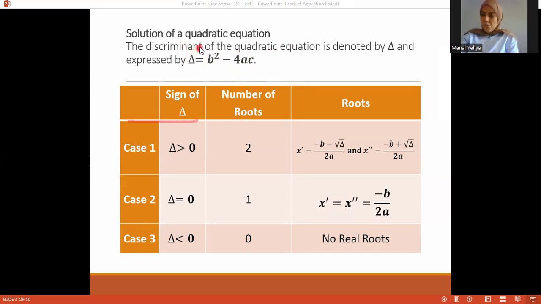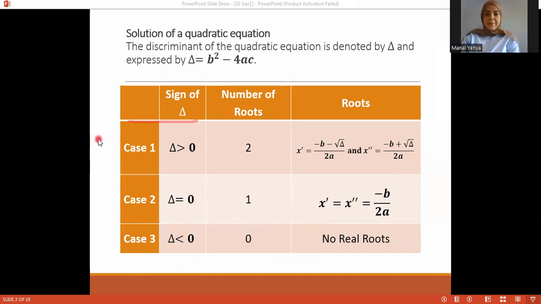So we find delta. If delta is positive, if you calculated delta and you get a positive answer, it means I have two roots. The first root is minus b minus radical delta over 2a, and the second root is minus b plus radical delta over 2a. If delta equals 0, then we have only one root, or one double root: x1 equals x2 equals minus b over 2a. And if delta is negative, then we don't have real roots.